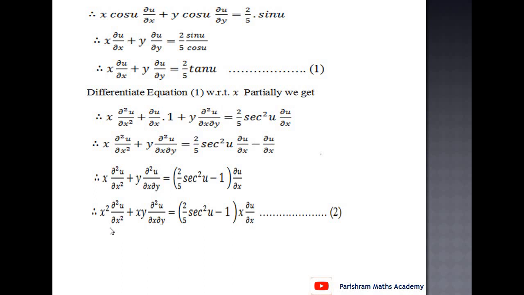Multiply both sides by x. We get x square into ∂²u by ∂x² plus xy into ∂²u by ∂x ∂y equal to 2 upon 5 sec square u minus 1, bracket complete, into x into ∂u by ∂x. Equation number 2.